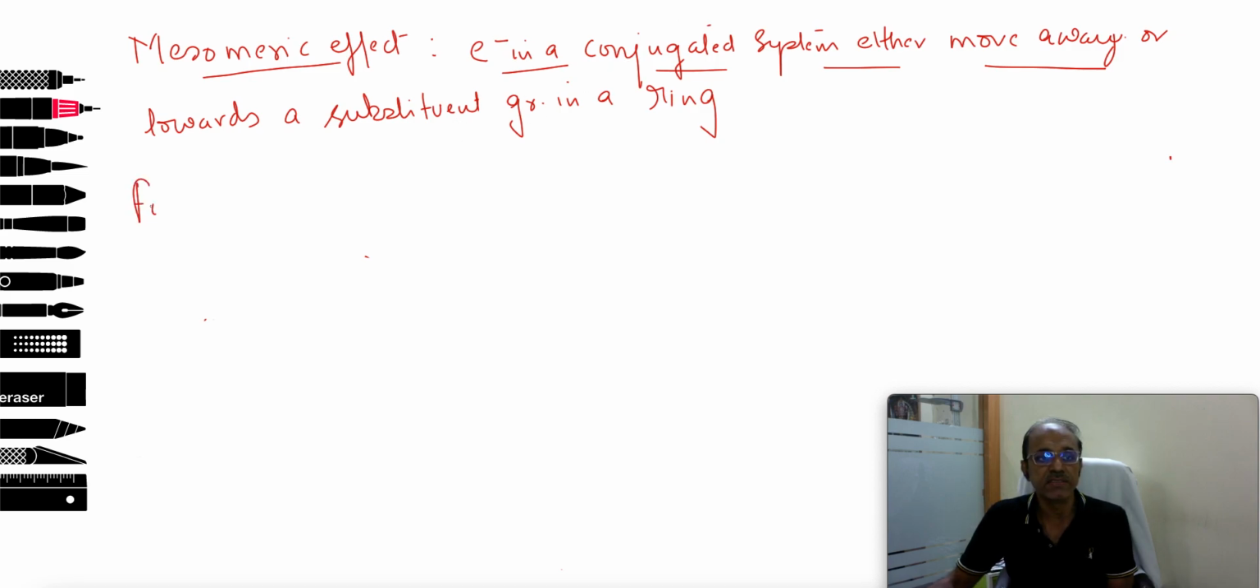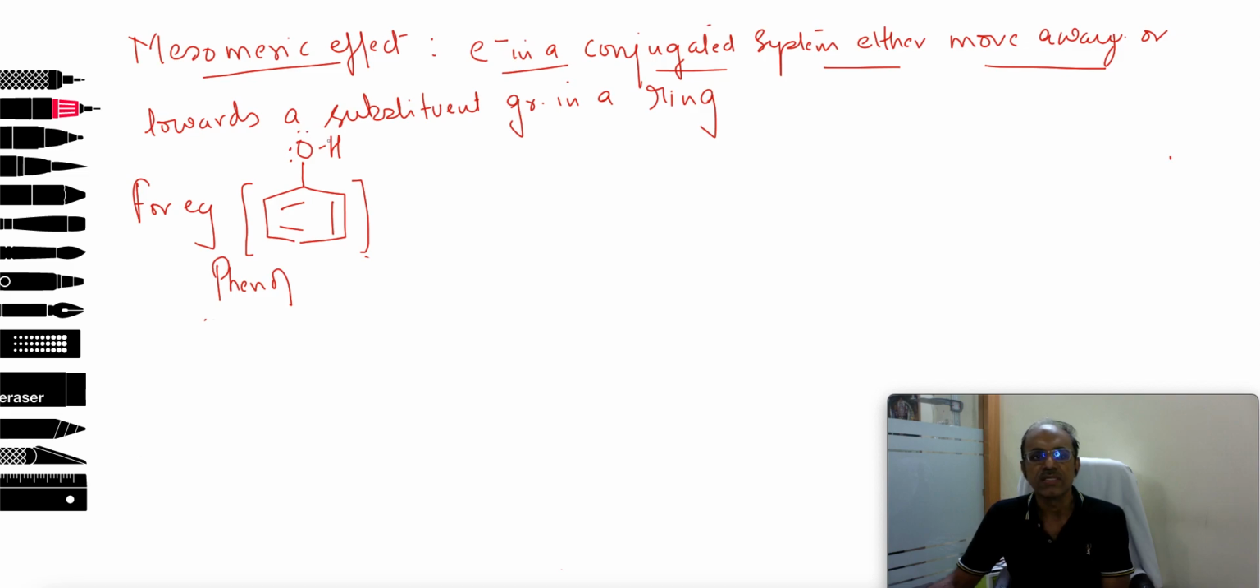For example, we will see this is the benzene ring, and it is bonded to OH. So the phenyl ring is bonded to OH. This is known as a phenol. The name of the compound is phenol. Now, OH has a lone pair of electrons, so it will be electron donating. It will donate here. The moment it goes, this double bond will go.